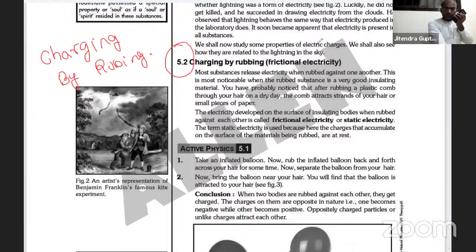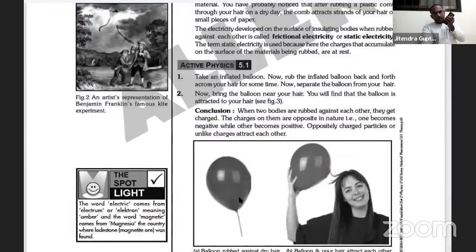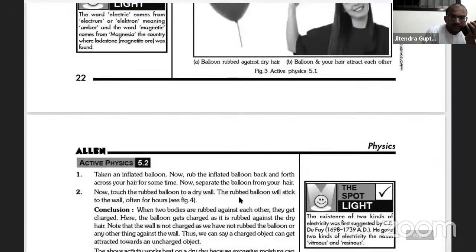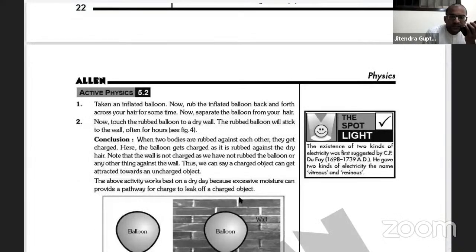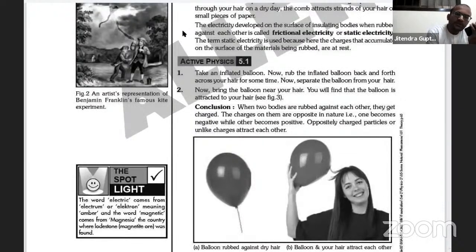Here is the example of a balloon also. The balloon has developed a charge, and it is attracting, right? So what does this mean? This means whenever two bodies are rubbed against each other, they get charged, and the charges become opposite in nature.